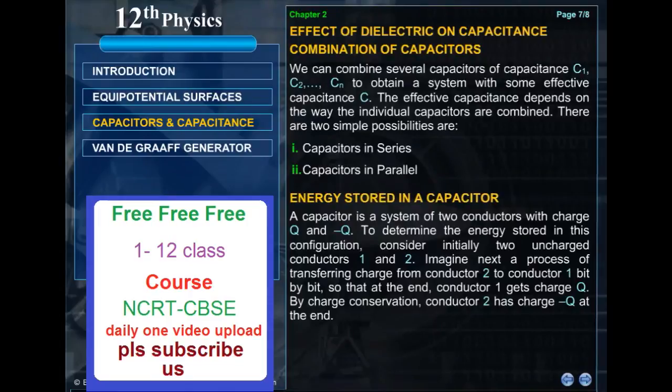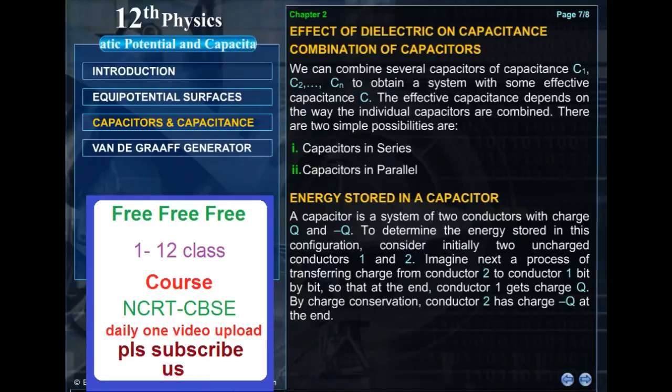Effect of dielectric on capacitance. Combination of capacitors. We can combine several capacitors of capacitance C1, C2 and so on till Cn to obtain a system with some effective capacitance C. The effective capacitance depends on the way the individual capacitors are combined. There are two simple possibilities: capacitors in series and capacitors in parallel.